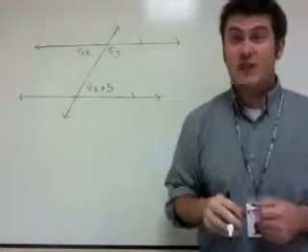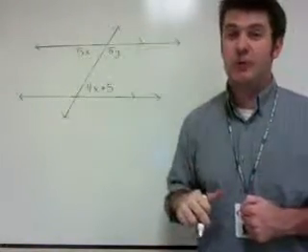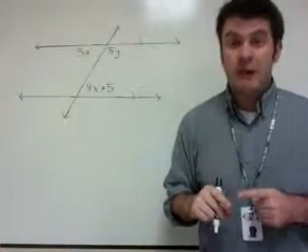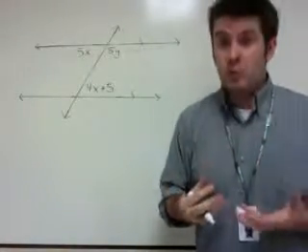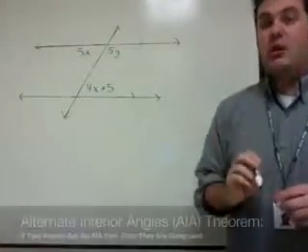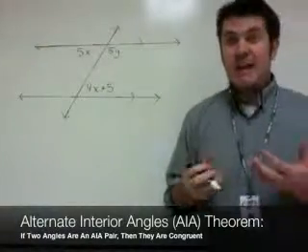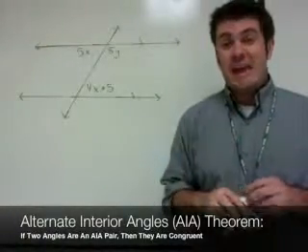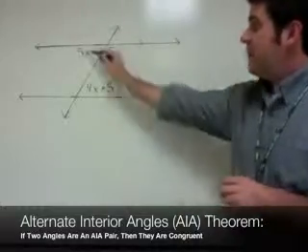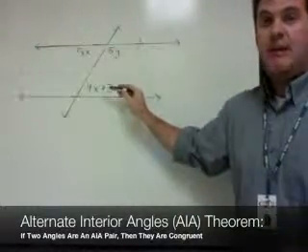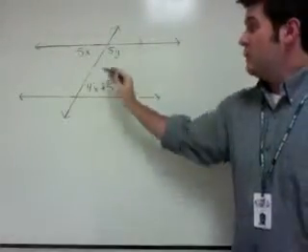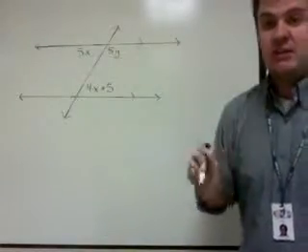Alright, now I've thrown in some variables, some algebraic expressions on the board. We're going to use a couple of theorems about our angle pairs to determine what x and y are equal to. First, there's the alternate interior angles theorem, or the AIA theorem. The AIA theorem states that if two angles are an alternate interior pair, then they are congruent to each other.